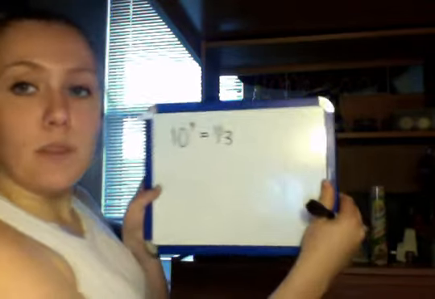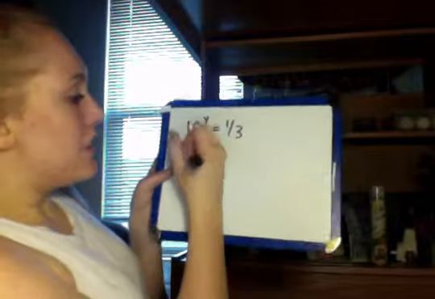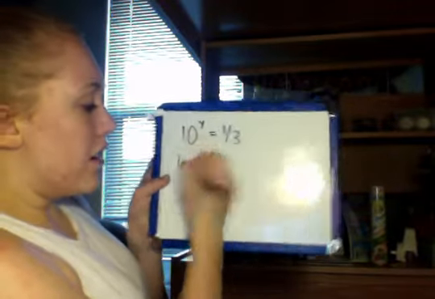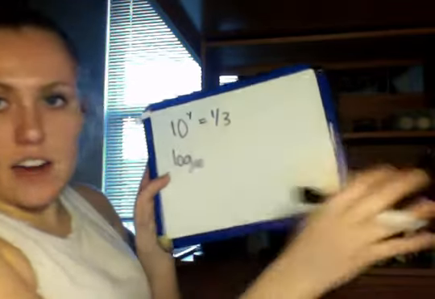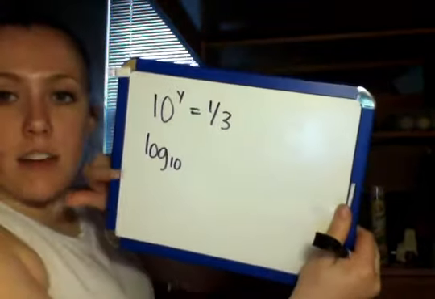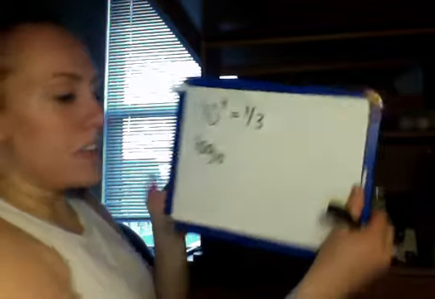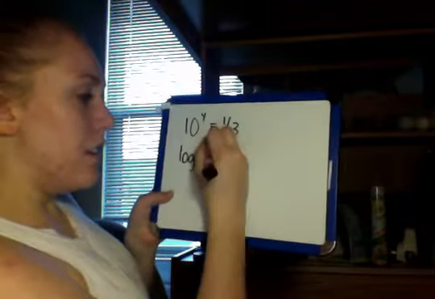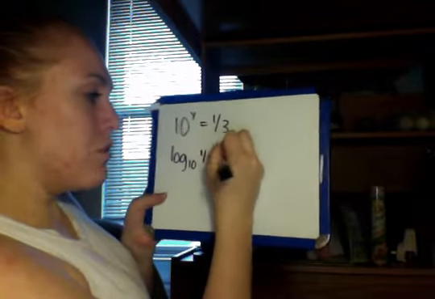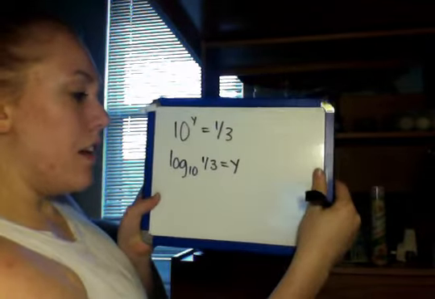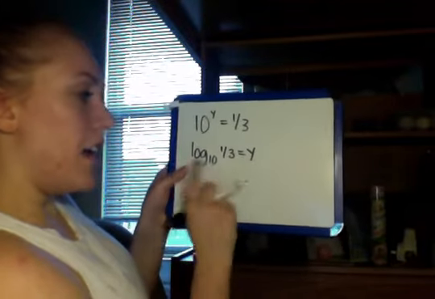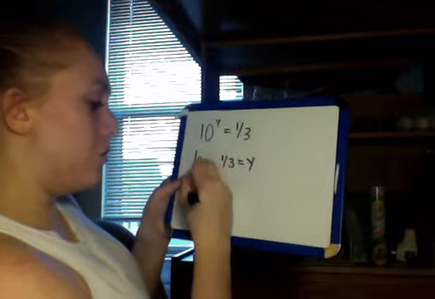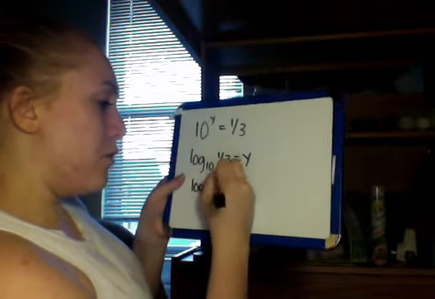Rewriting that in logarithmic form, this 10 is going to drop down and be our base, so here's our log. 10 is dropping down to be the base, and I'm just going to write 10 for the sake of having it there, but if we were to not write the base, it would still be implied that this was log base 10. So we have log base 10 of 1/3 equals y. And that's pretty much the answer. So again, if you don't write the base, it's assumed log base 10. So log of 1/3 equals y. And there's the answer.